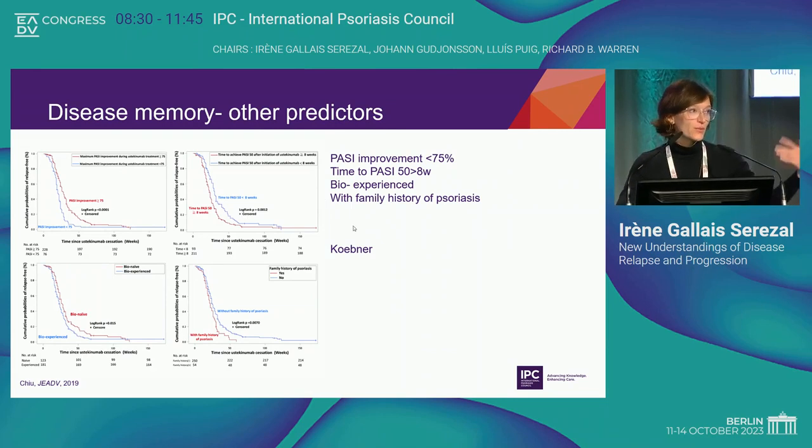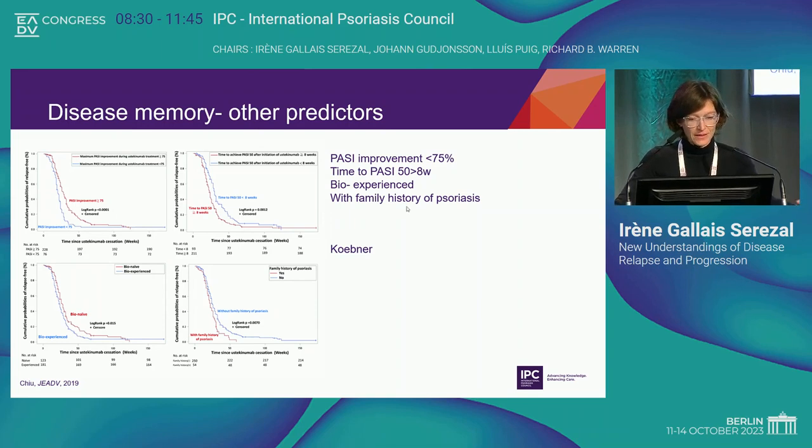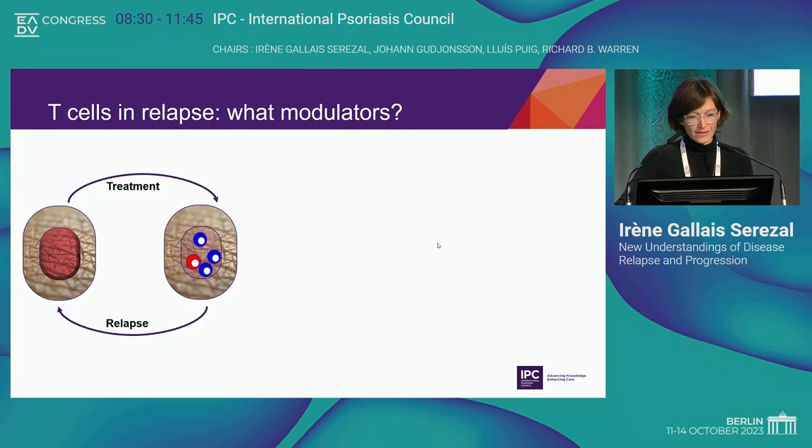Usually the predictors you will find are for the responses to treatment, but not really the relapse, the time before relapse. And in that study, for instance, PASI improvement, like basically a low efficacy, or bio-experienced people were predictors of shorter time before relapse. So that's also interesting, more clinical information. And back in the days, also the Koebner phenomenon after UVB treatment was if you still had an active Koebner, that would mean that the disease would come back earlier. But yeah, we don't have that many things.